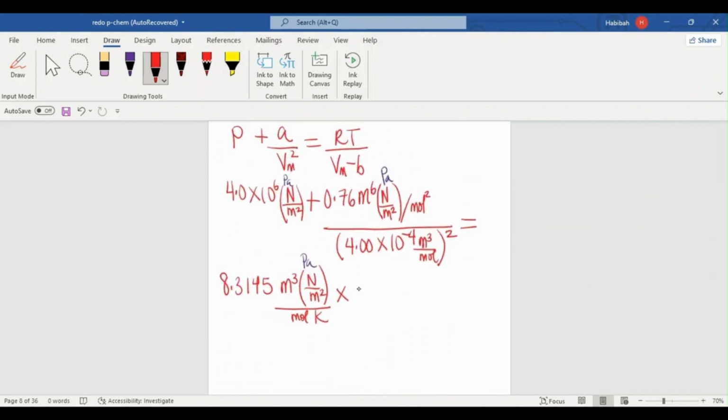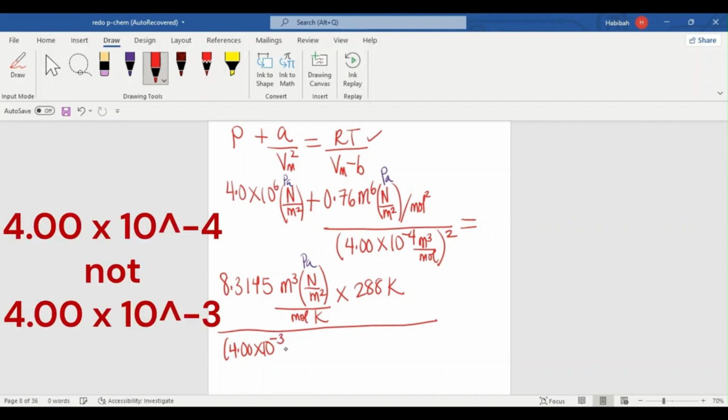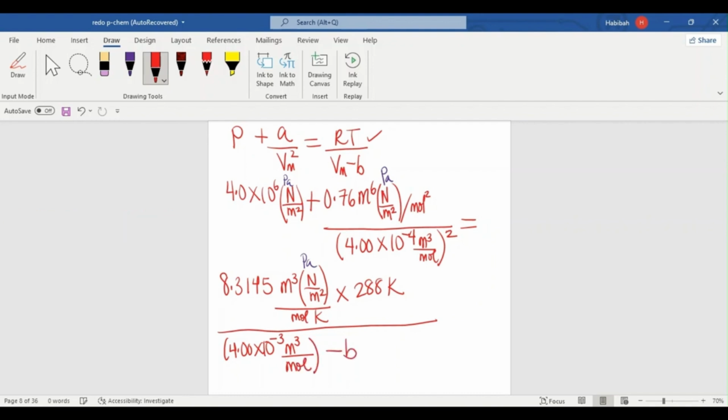So I'll put 288 kelvins here. So I'm done with the numerator here. I'm now going to say divided by Vm minus B. So the molar volume is simply 4.00 times 10 raised to the power of negative 3 meter cubed per mole, minus B. So that's it. That's really it.